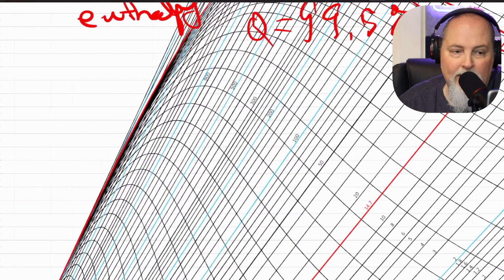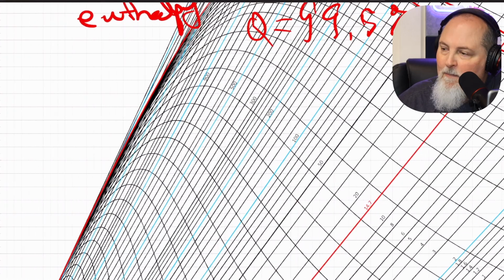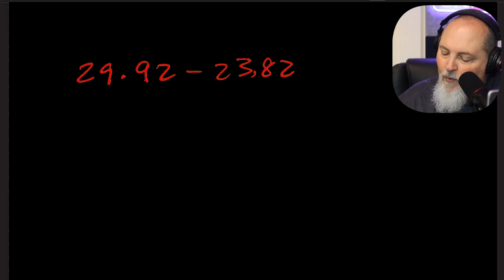So let me find some clean space here. And what that means is, 29.92, which is absolute vacuum, minus 23.82, which is what I give you in the problem. That gives us 6.1 inches mercury absolute. Now we have our pressure in absolute instead of relative.